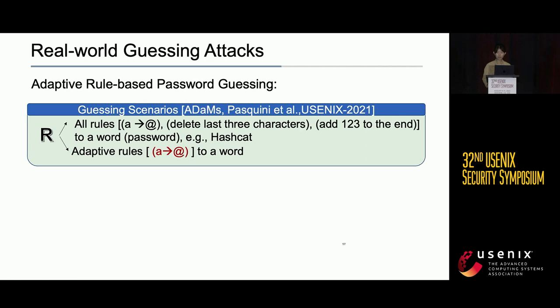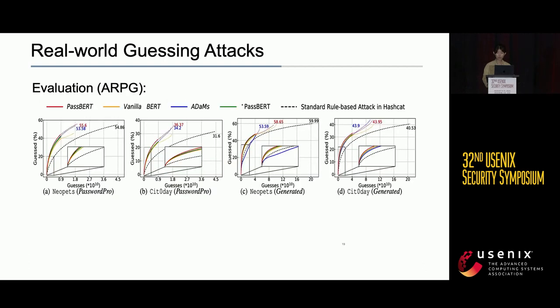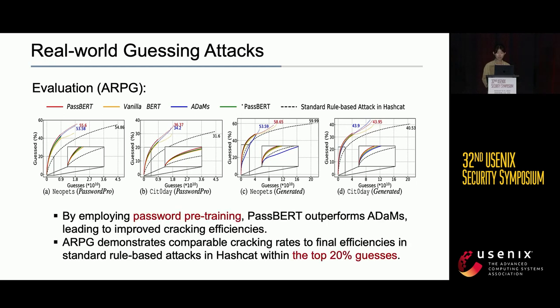ARPG illustrates the concept wherein attackers proactively choose adaptive rules for a password, enabling them to efficiently target the desired password early in the guessing process. To classify adaptive rules for a password, our network calculates the probability between a word and a rule. Then we select the rules with larger probability than a threshold as adaptive rules. This picture shows the evaluation of ARPG attacks, where we find that by means of password pre-training, PassBERT can outperform the baseline, leading to improved cracking efficiencies. Also, ARPG demonstrates cracking rates comparable to the final efficiencies of standard rule-based attacks within the top 20% guesses.